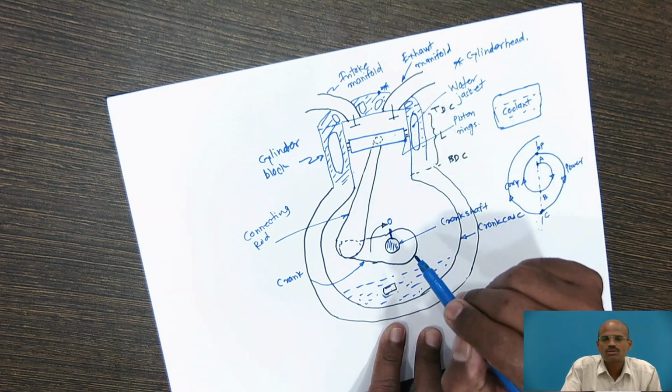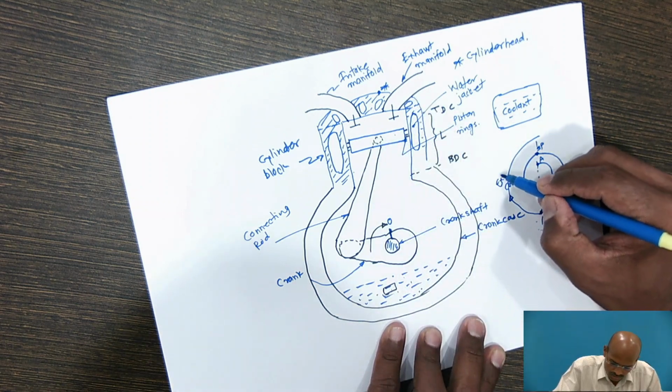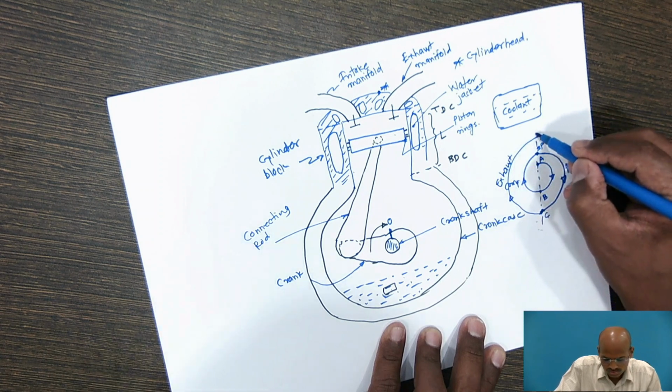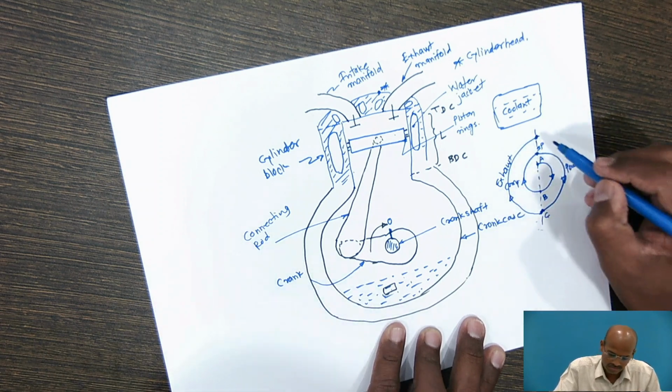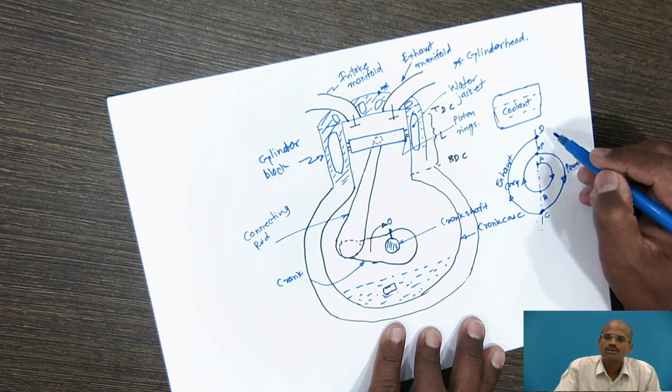This process is called the scavenging process. So this is your exhaust stroke, and it ends at point D, where there will be closure of the exhaust valve.